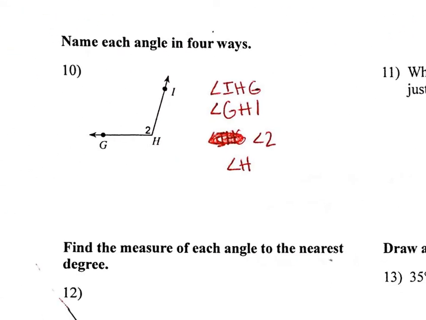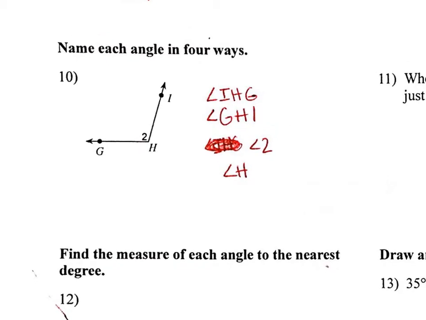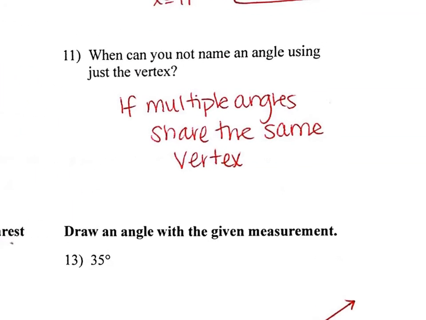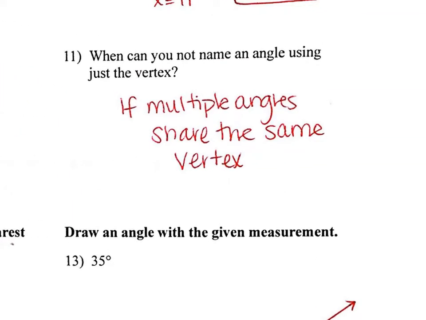All right, question 10, name the angle in 4 ways. I think you all have that down. Just remember that H being the vertex needs to be the middle letter whenever you name the angles using 3 letters. When can you not name an angle using the vertex? If multiple angles share the same vertex, you all got that in about no time when I showed you earlier this week. But remember, if you've got multiple angles coming from the same vertex, you can't use just the letter V because it's impossible to know which angle you're talking about.